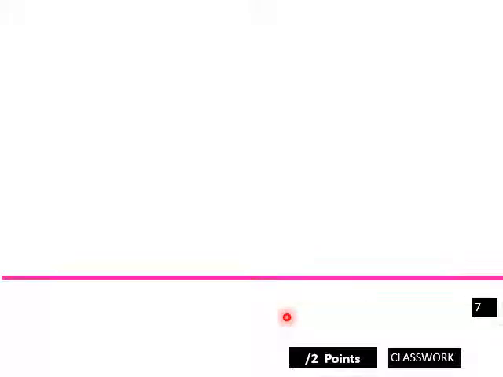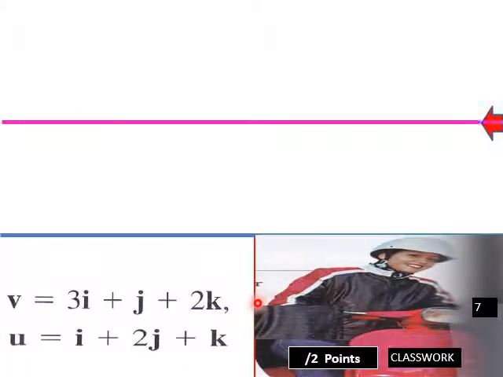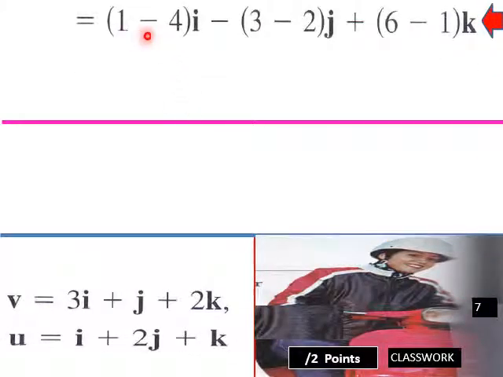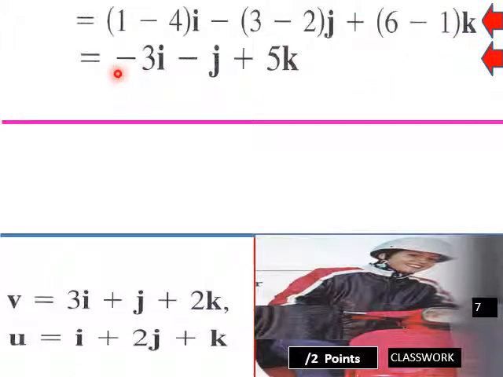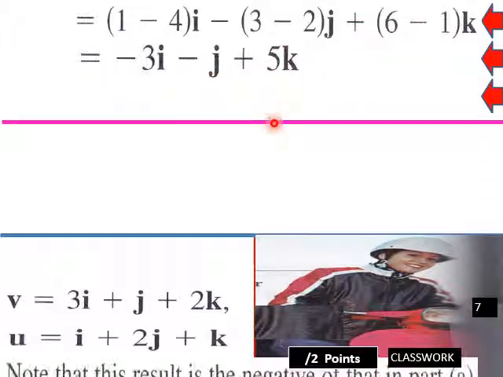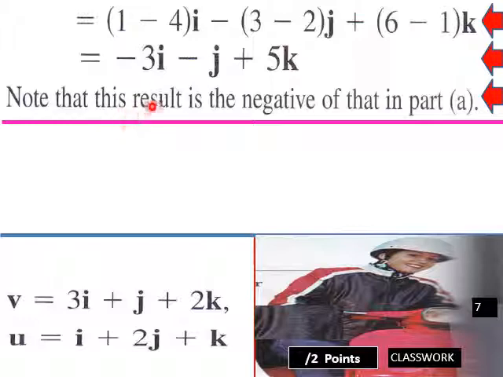Having that operation done, this will give us 1 minus 4 i, minus 3 minus 2 j, plus 6 minus 1 k, and that comes out to negative 3i minus j plus 5k. So note that this result is the negative of that in part a. We have a negative out in front, whereas in part a, there was no negative there.